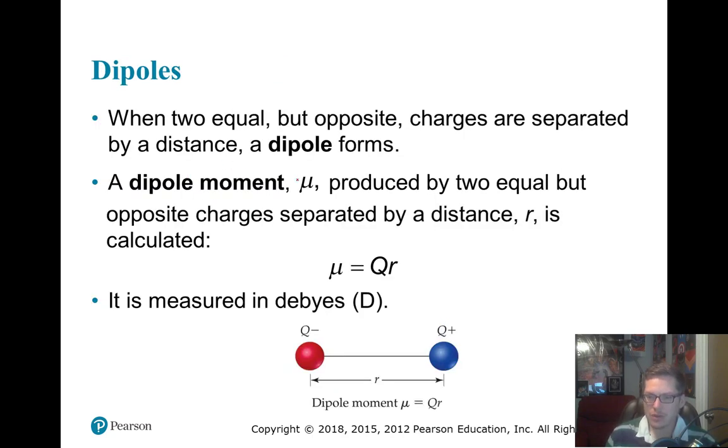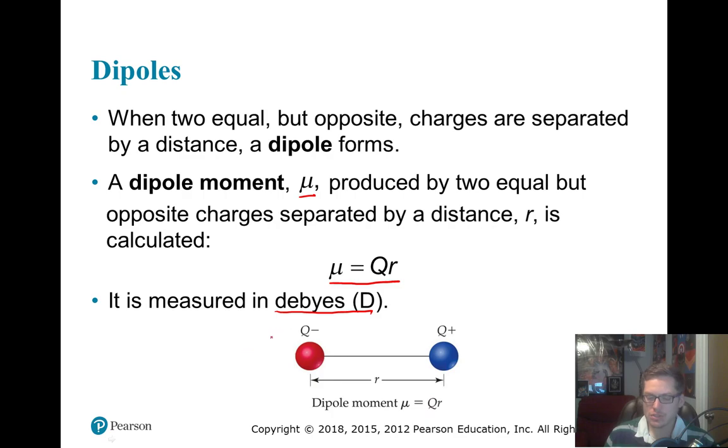So a dipole is when we have charges separated by a distance, and it's measured by a dipole moment, which uses the Greek letter mu. It's produced by two equal but opposite charges separated at a distance r, and this is the formula to calculate dipoles. It's calculated in debye, capital D for debye. Simply, we take the charge difference and multiply it by the distance, and we get that dipole moment.